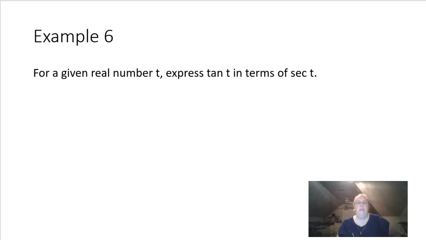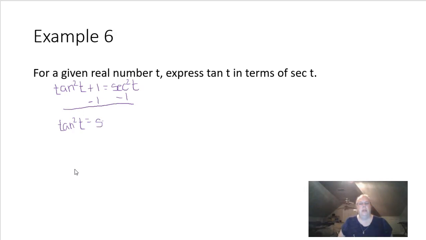Example 6. For a given real number t, express the tangent of t in terms of the secant of t. All right, let's use our Pythagorean relationship: tangent squared of t plus 1 is equal to the secant squared of t. Sorry, they're asking me to solve it for the tangent, not for the secant. So we're trying to get tangent by itself. Let's subtract 1 to the other side. That gives me tan squared of t is equal to the secant squared of t minus 1.